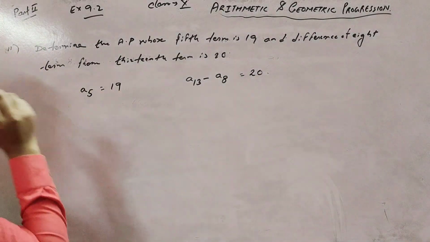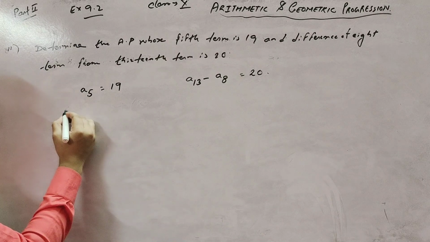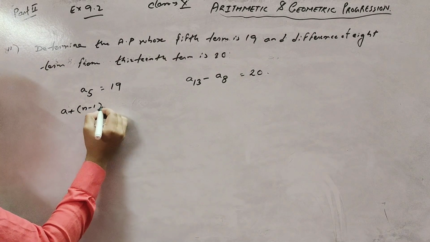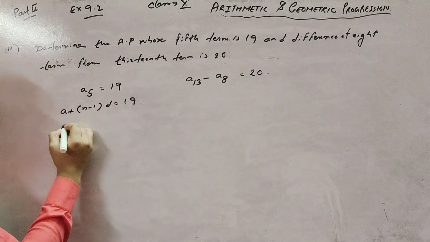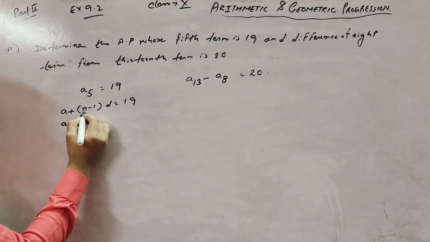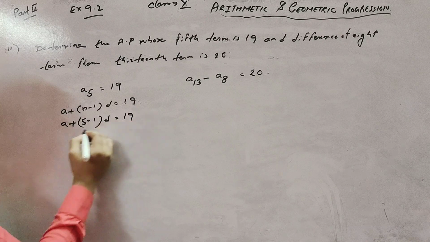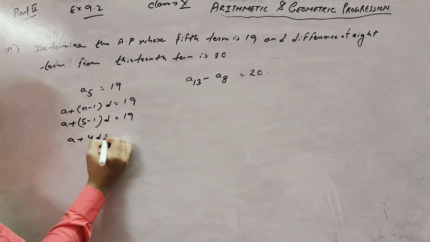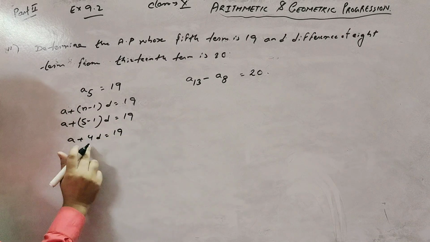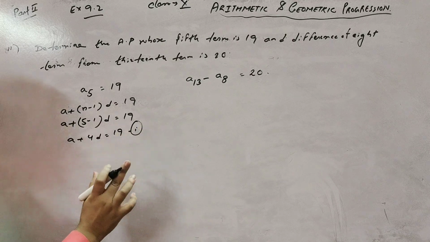Okay, so now time to write the formula. Fifth term is A plus N minus 1 D equals 19. So A plus, N means fifth term, that is 5 minus 1 D equals 19. So A plus 4D equals 19. So this is our equation 1.